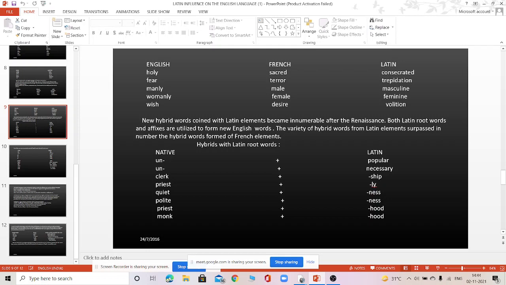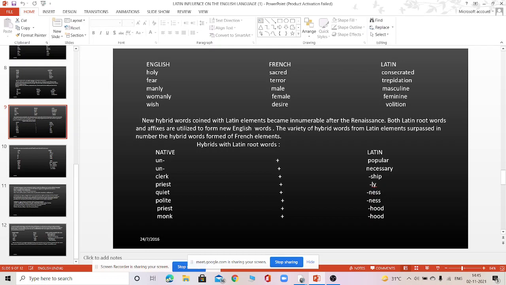Just look at this. We have two columns here. So un, this small hyphen is there, plus the Latin word popular. So what is the word then? Unpopular. So un plus popular. Un is this affix which comes before, which is native in origin. This is English, but this comes from Latin. Combining the two, a new word is created, unpopular. Again un plus necessary, unnecessary.